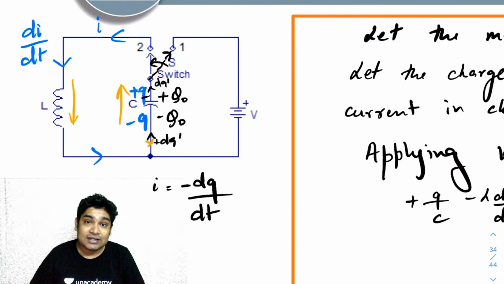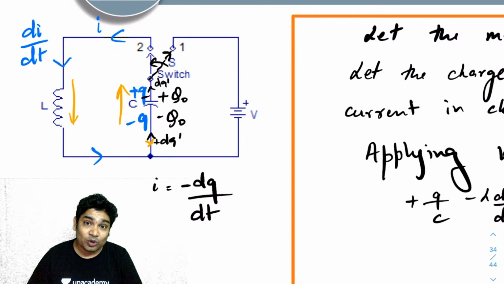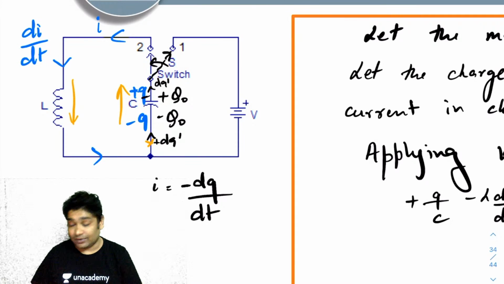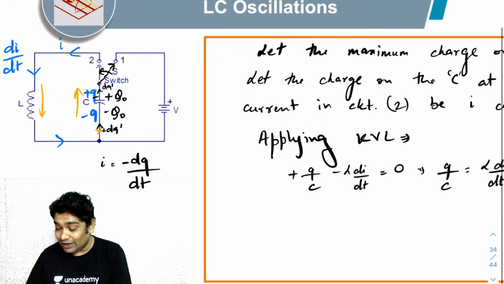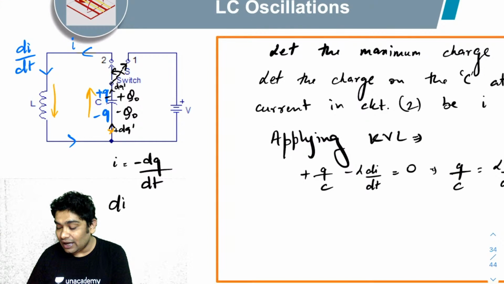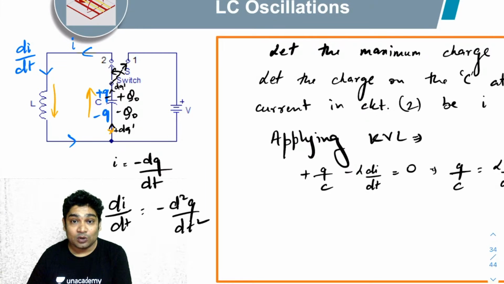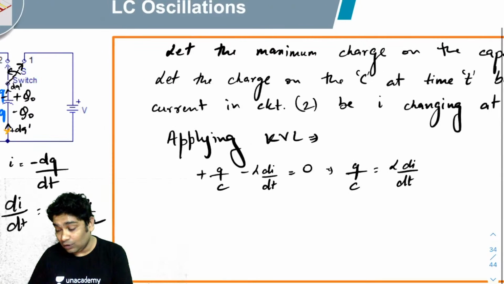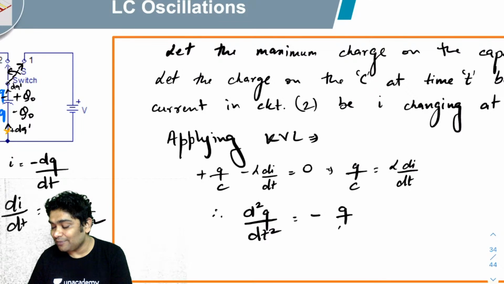Okay, why the minus sign? Because the charge is being taken away from the capacitor. So as the current is flowing, the charge in the capacitor is actually reducing. Since I was minus dq by dt, dI over dt can be written as minus d2q over dt2. Now all I need to do is substitute this value of I over here. Therefore, what I get is d2q over dt2 equals minus q over LC.